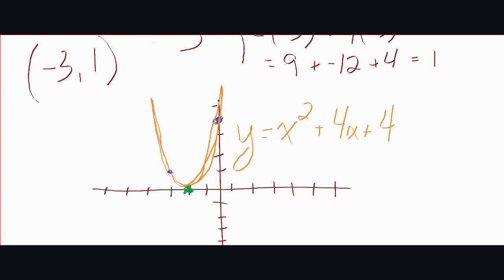So guys, this is how we graph parabolas. It works this way every single time. First you find the vertex, then you find two other points, and then you graph it.